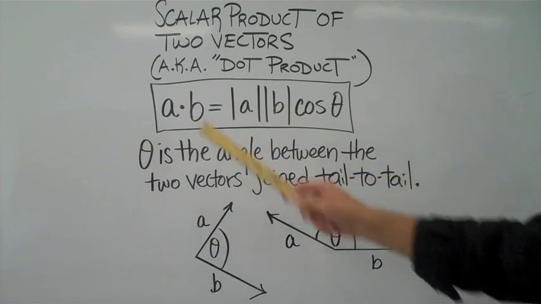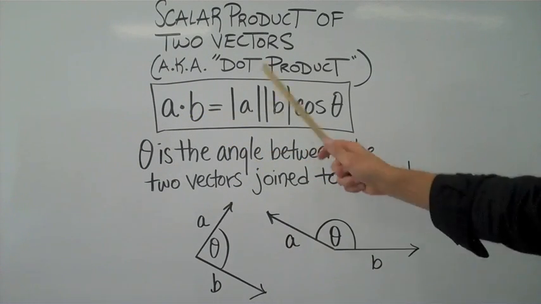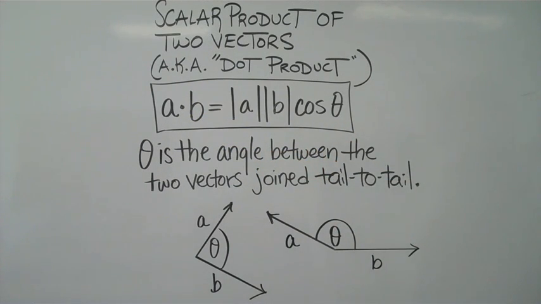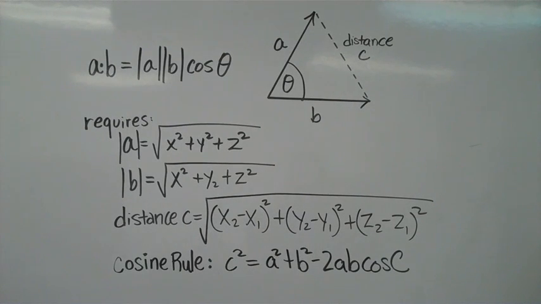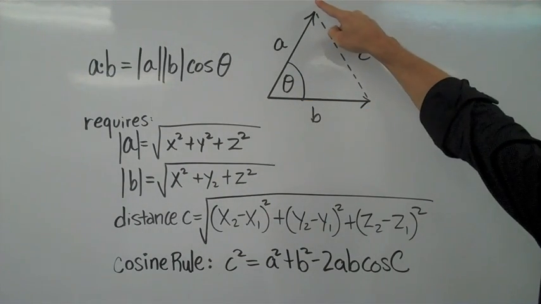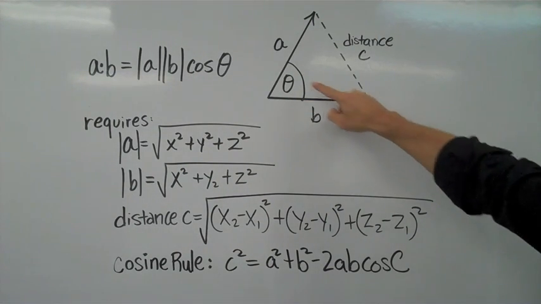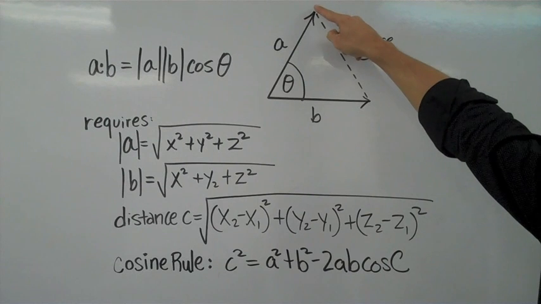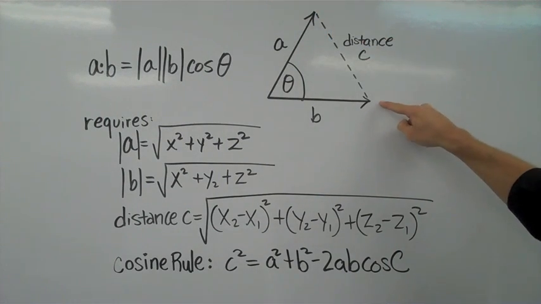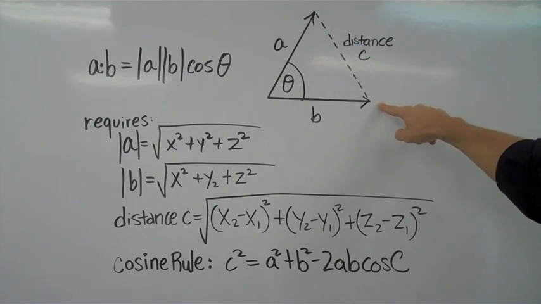A times B, the dot product of vector A and vector B, is the magnitude of A times the magnitude of B times the cosine of the angle between them. Now, if you're asked to find the dot product A dot B, you know it's the magnitude of A times the magnitude of B times the cosine of the angle between them, theta. Well, if here is vector A, and here is vector B, there is theta, the angle between them, we could make this into a triangle and calculate this the long way.